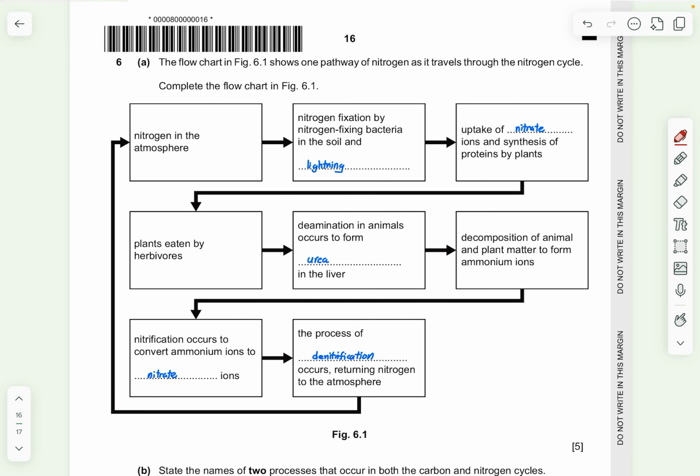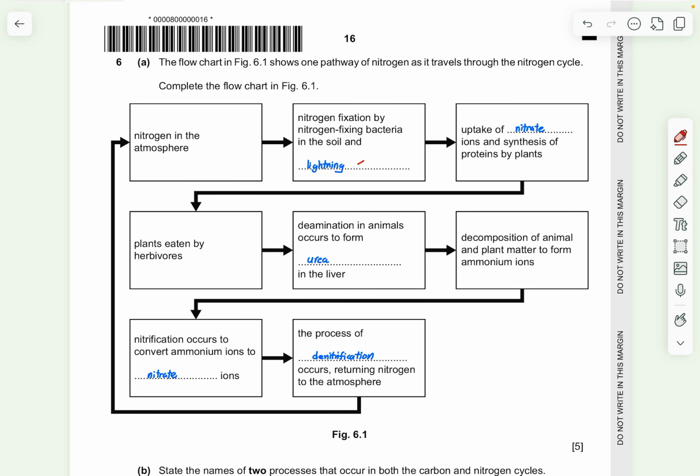Okay, we come to question 6. The flow chart in figure 6.1 shows one pathway of nitrogen as it travels through the nitrogen cycle. Complete this flow chart. So 5 marks. It's actually really simple if you understand this entire process. So first, nitrogen in the atmosphere. You know that the majority of the atmosphere is made of nitrogen. And nitrogen fixation by nitrogen fixing bacteria in the soil and also by lightning. Okay. Then uptake of nitrate ions and synthesis of proteins by the plant.